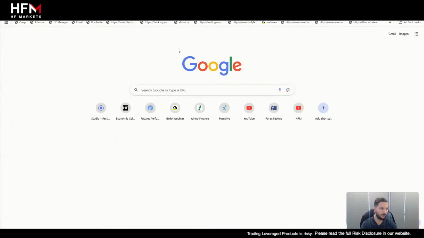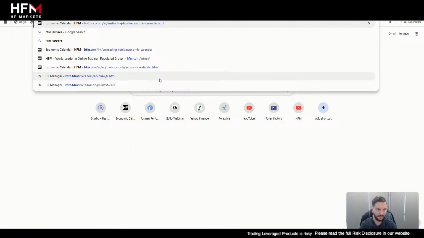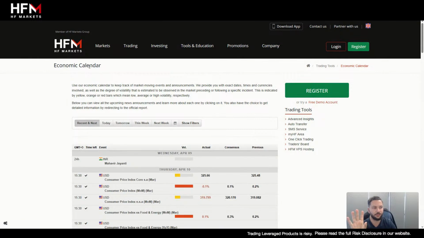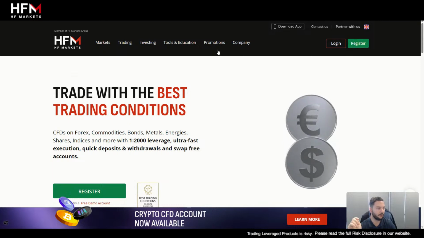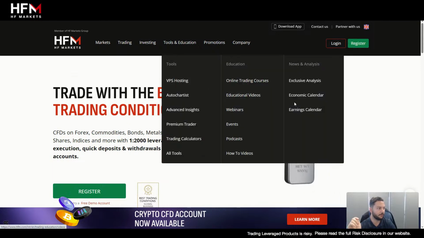Now, for those individuals who want to follow this data, just type in HFM calendar. Actually, what I will say is I'll take you to the homepage so everybody can see exactly how to get access to this. If you go to the homepage, go to Tools and Education, go to the very right part of the tab of the menu. Here you can see earnings calendar. Earnings, ladies and gentlemen, will start next week. Keep in mind that that also will create a lot of volatility specifically for the stock market, but it can have a ripple effect on other instruments as well. And just above that, you've got economic calendar as well.